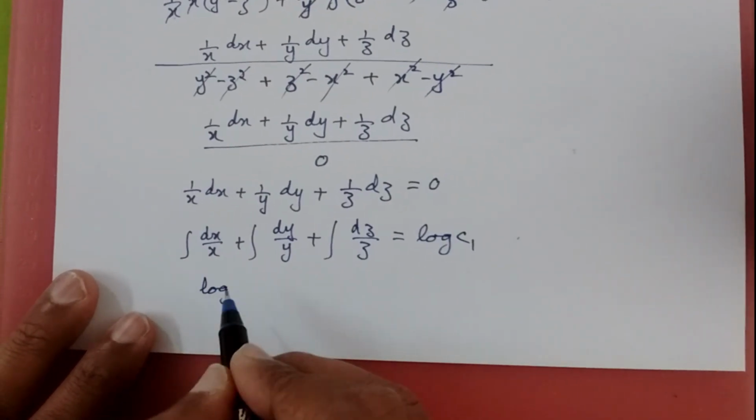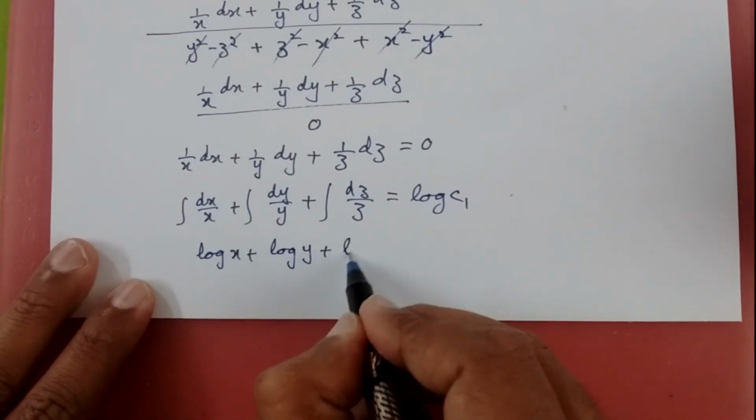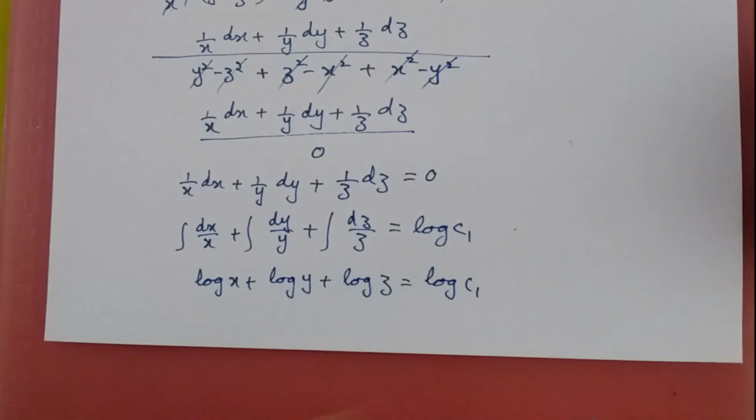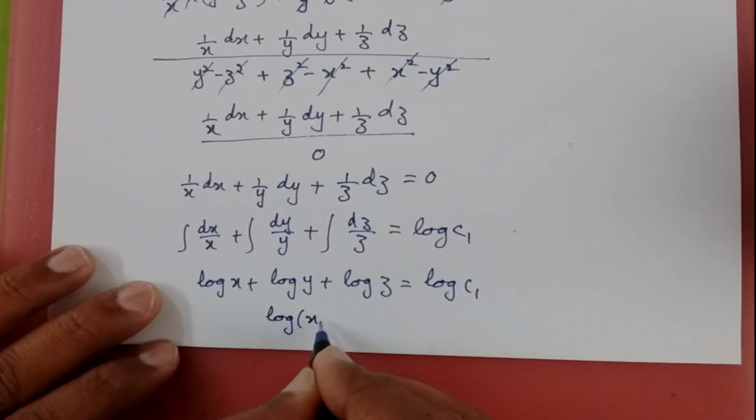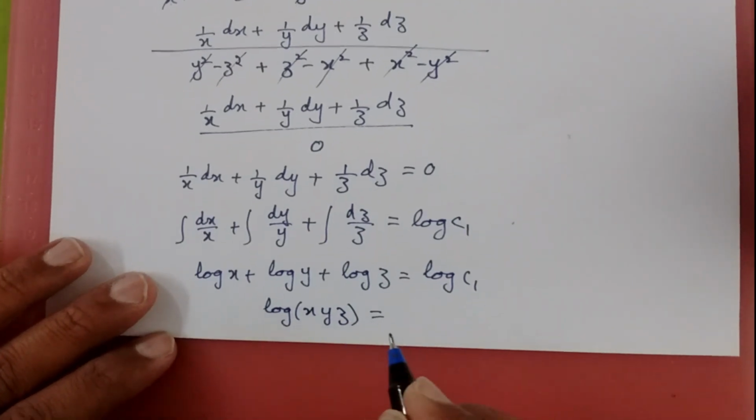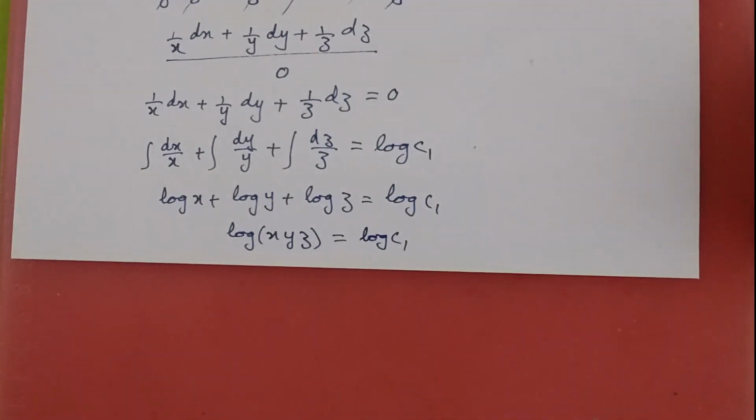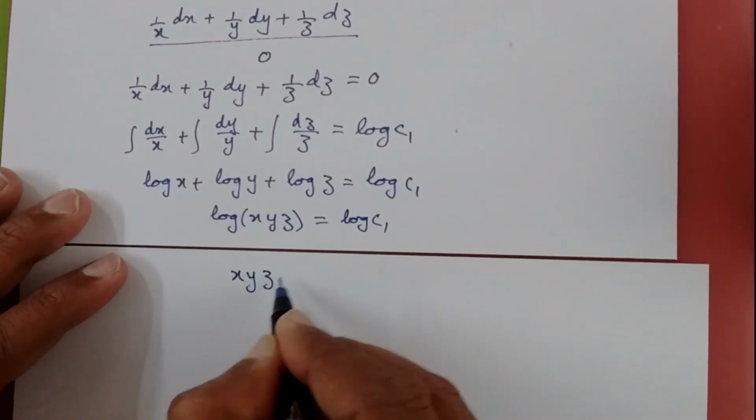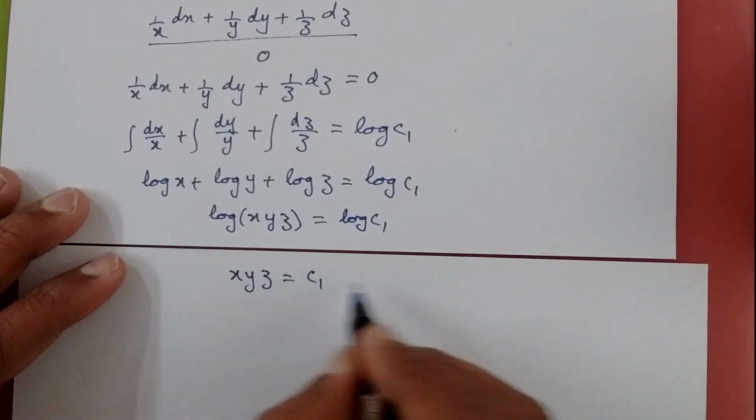So this becomes log of x, this will be log of y, and this is log of z equals log of c1. But as we know, log x plus log y plus log z is nothing but log of xyz, which equals log of c1. So if I try to eliminate this log, I'll get the expression xyz equals c1. So we have got the first solution.